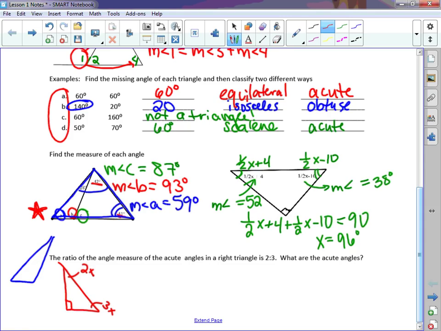Would you agree a ratio is a comparison of two values? Comparison of two values. So I'm comparing this angle to this angle, 2x to 3x, whatever value it may be. I'm comparing those. Now we know that we can write a ratio as a colon. How else can I write a ratio? Good, a fraction. So I could say that this is the same thing as 2 to 3. Would you agree with that?